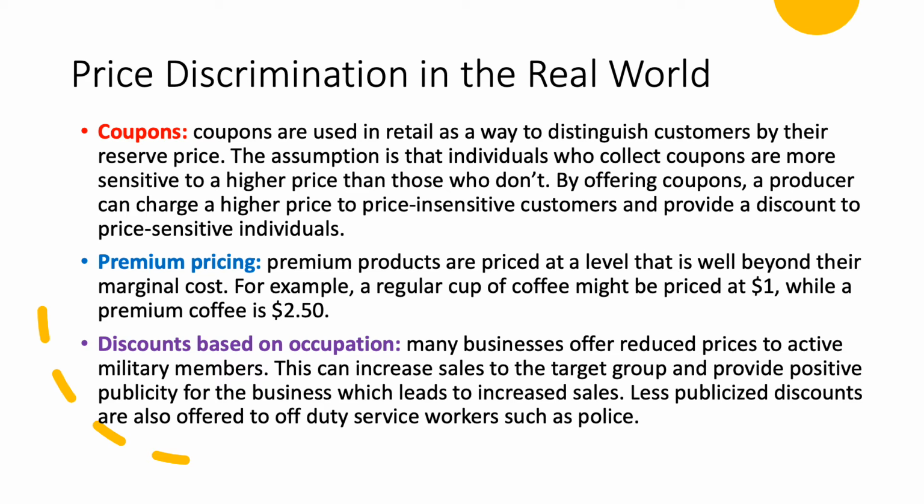Premium pricing. Premium products are priced at a level that is well beyond their marginal cost. For example, a regular cup of coffee may be $1, while the premium coffee may be $2.50. Who knows if they're actually different products, but in fact that is a possibility. Discounts based on occupation. Many businesses offer reduced prices for active military. This can increase sales to a target group. Less publicized discounts are also offered to off-duty service workers such as police, etc.